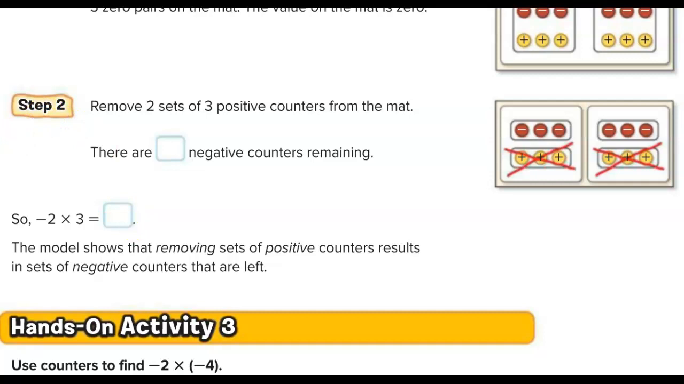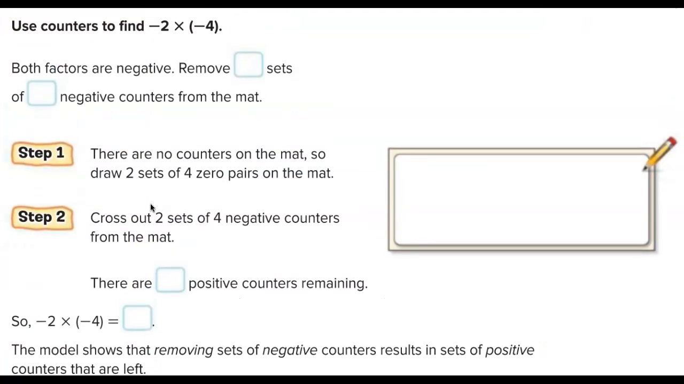Example 3, we need to use counters to find negative 2 times negative 4. So both factors are negative. We need to remove 2 sets of 4 negatives. Okay, so it says take away 2 sets of negative 4. Do we have anything on our mat to take away? So what do we want to do? Add 0 pairs. How many do you want me to add?